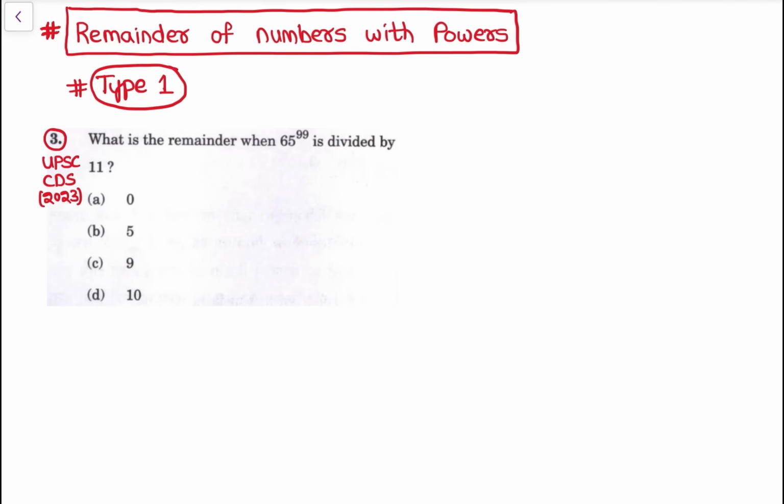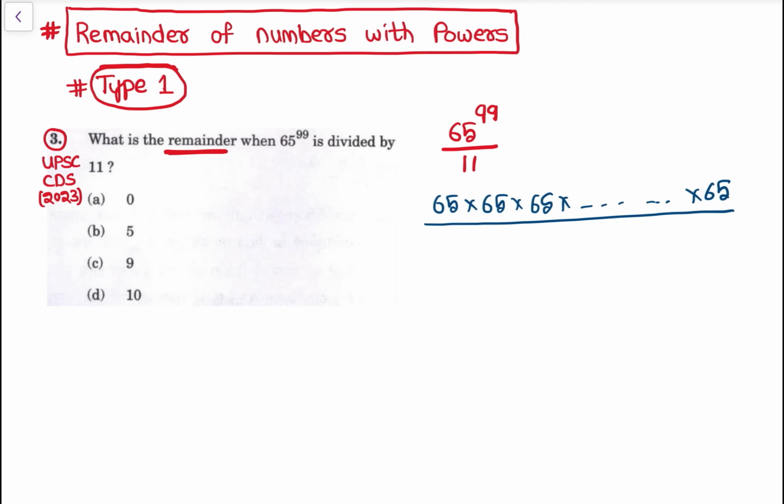Now let's see remainders of numbers with powers. Type 1, we will deal with type 1. See, simple. What is remainder when 65 to the power 99 is divided by 11? So it can be written as 65 into 65 into 65 into so on into 65, 99 times divided by 11, ऐसा लिख सकते हैं.